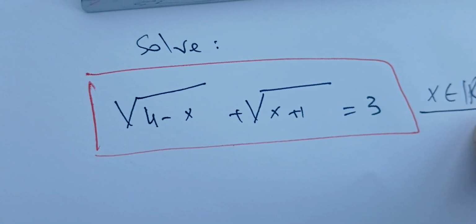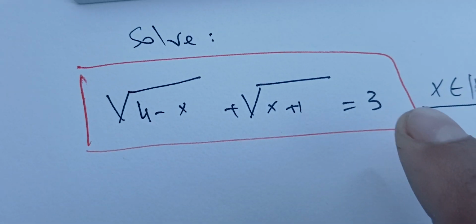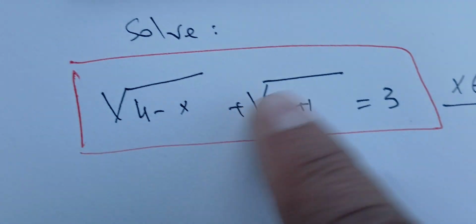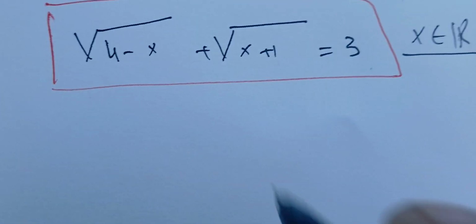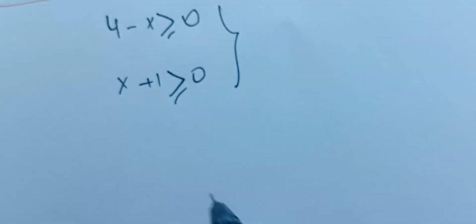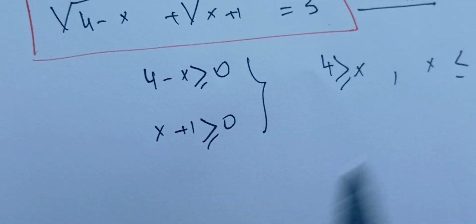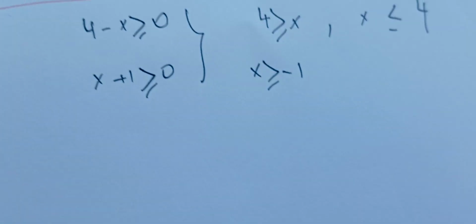And we don't just come here and square or multiply. No, we need to see where these values are defined. The first step is we need to have 4 minus x greater or equal than 0 and x plus 1 greater or equal than 0. These two conditions, the first one will give us that 4 is bigger than x. That means x is less than 4. The second one is going to give us x is bigger than -1.